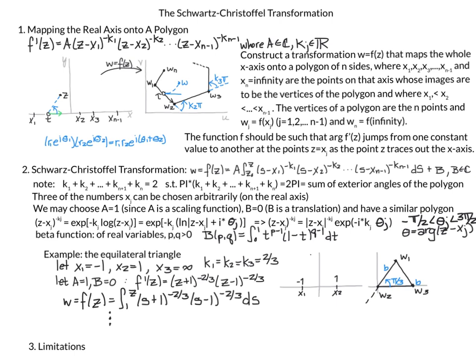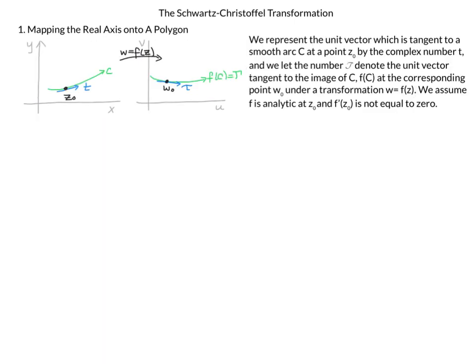That wraps up our overview, so let's take a closer look at the mapping of the real axis onto a polygon. Since we're going to be talking about f prime of z, we're going to look at some of these tangent lines. So here is our function f of z, which maps from the z-plane to the w-plane. We have a curve c that gets mapped to the curve f of c, and the point z naught that gets mapped to w naught.